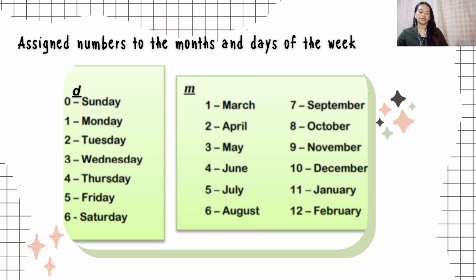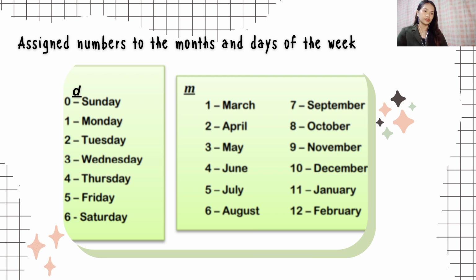For the months, let's start with March. So 1 is for March, 2 is for April, 3 is for May, 4 is for June, 5 is for July, 6 August, 7 September, 8 October, 9 November, 10 December, 11 January, and 12 is for February.